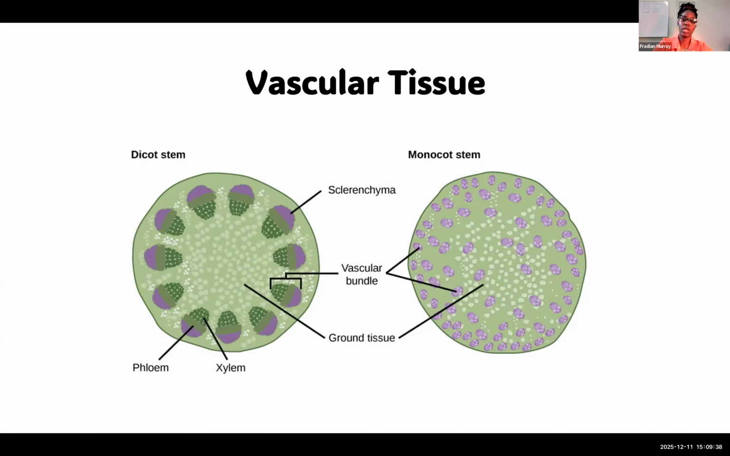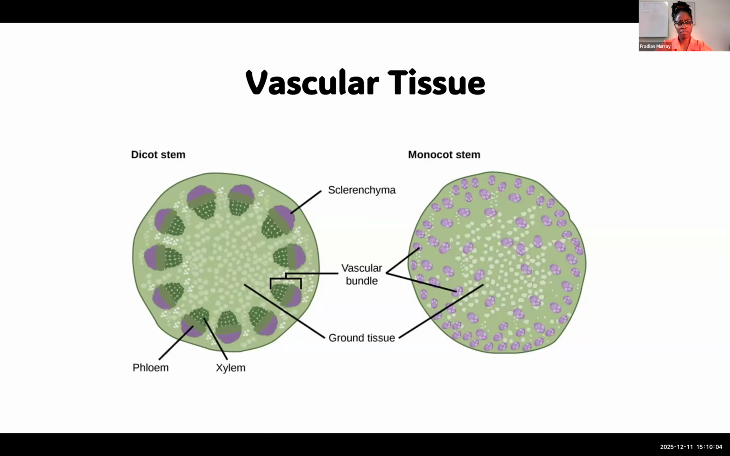Now, the vascular tissue is made up of what we call the vascular bundle, which is made up of the xylem and the phloem. Look here. So the xylem is going to be made up of tracheids as well as vessel elements. And what are going to be their roles? Their role is to transport water as well as mineral elements or nutrients from the soil.